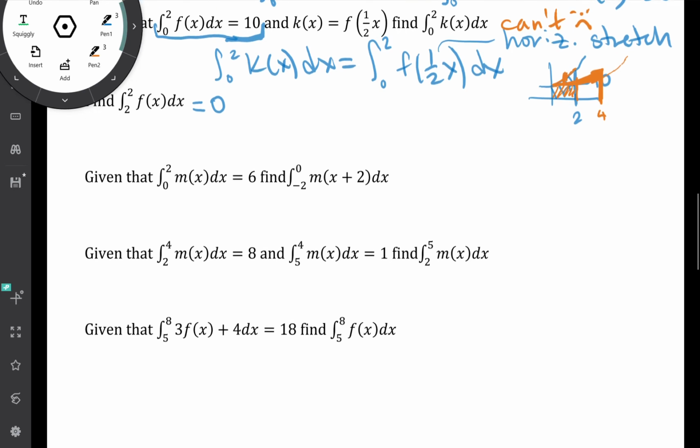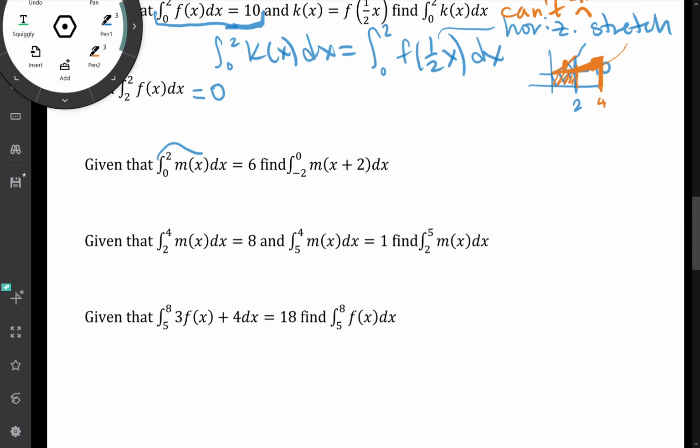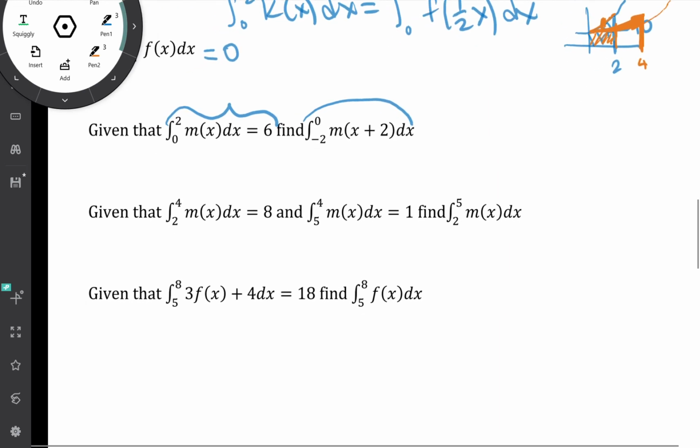Next one, the integral from 0 to 2 of m of x is 6. And we want to figure out if we can actually say what the integral from -2 to 0 of m of x plus 2 is. So again, this is actually getting into more of a transformations question. So yes, this section is properties, and please do practice properties, but I'm also throwing in a little bit of this transformations review because it kind of helps us think about substitution when we get there.